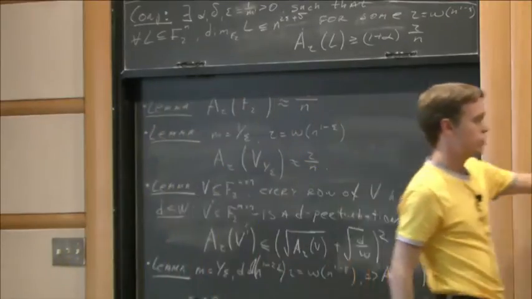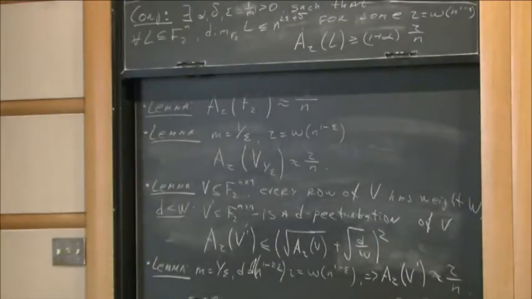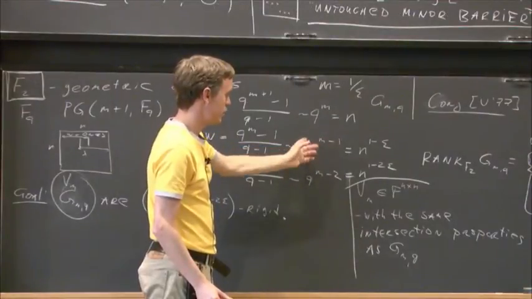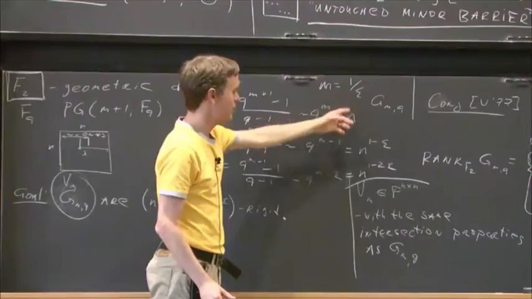So n is q to the m. So then q to the m minus 1. So then q is like n to the 1 over m. So here you are dividing by q. So 1 over m is epsilon.